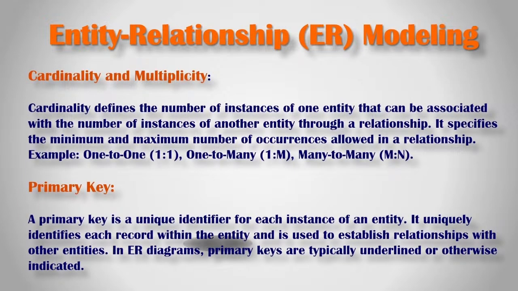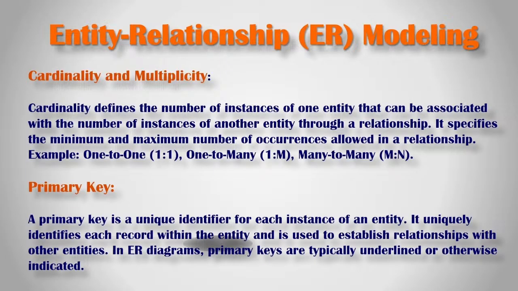Cardinality and multiplicity. Cardinality defines the number of instances of one entity that can be associated with the number of instances of another entity through a relationship. It specifies the minimum number of occurrences allowed in a relationship. Example: 1-to-1, 1-to-many, many-to-many.